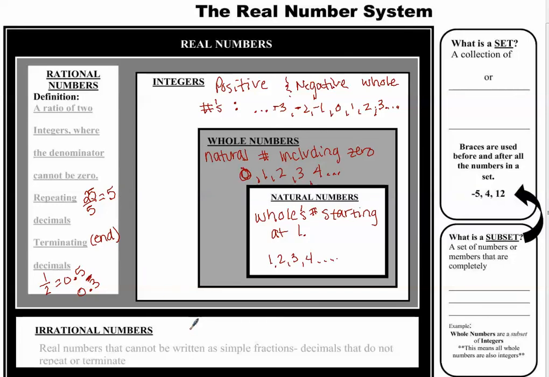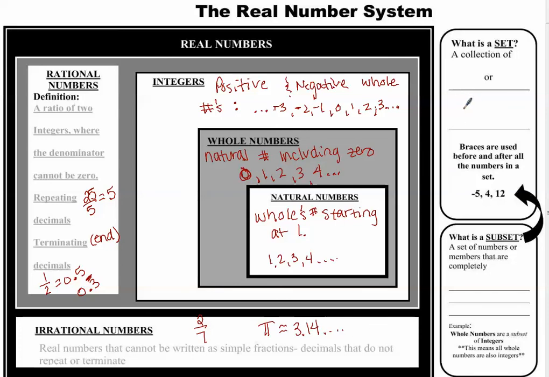An example of irrational numbers may be a number like 2/7, or what we know as pi, which is 3.14, and then it keeps going.